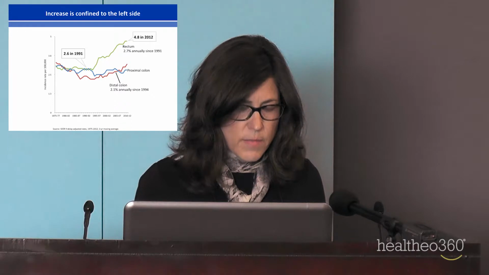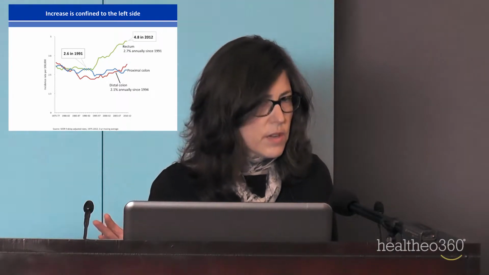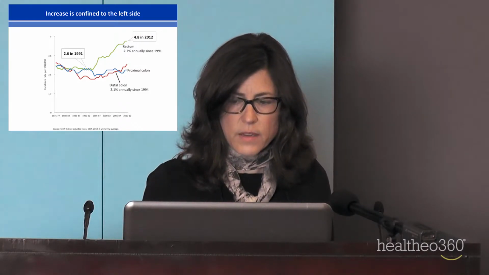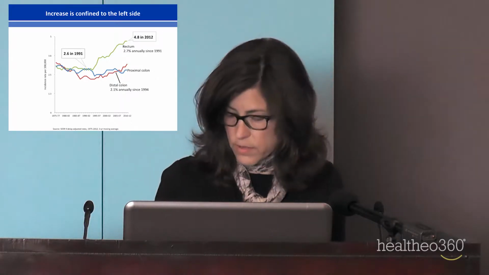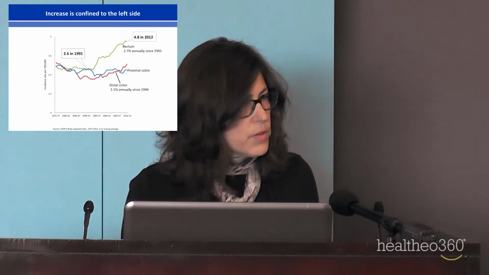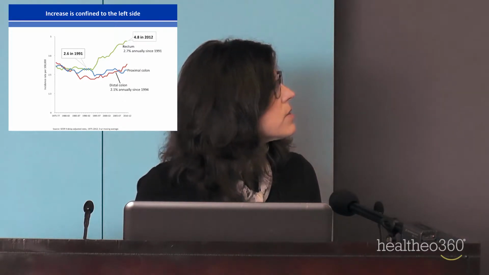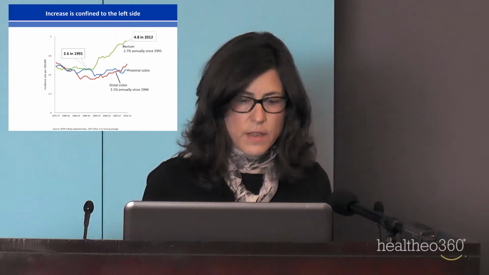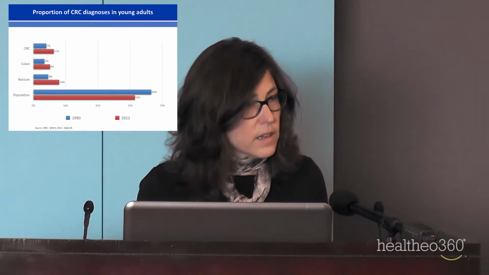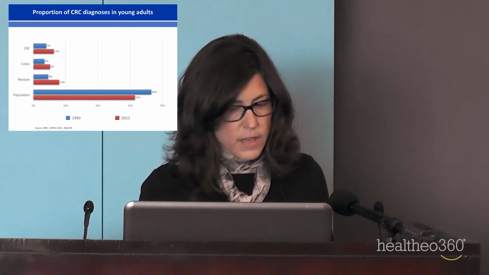So whereas in the mid-70s and 80s, tumors were equally distributed within the colorectum among young patients, now they're much more likely to be diagnosed with rectal tumors, which we saw in the earlier slide. Because of the opposing trends by age, a much larger proportion of colorectal cancer patients are younger than 50. The proportion has increased from 7% in 1990 to 11% in 2012, and it's even larger for rectal cancers.